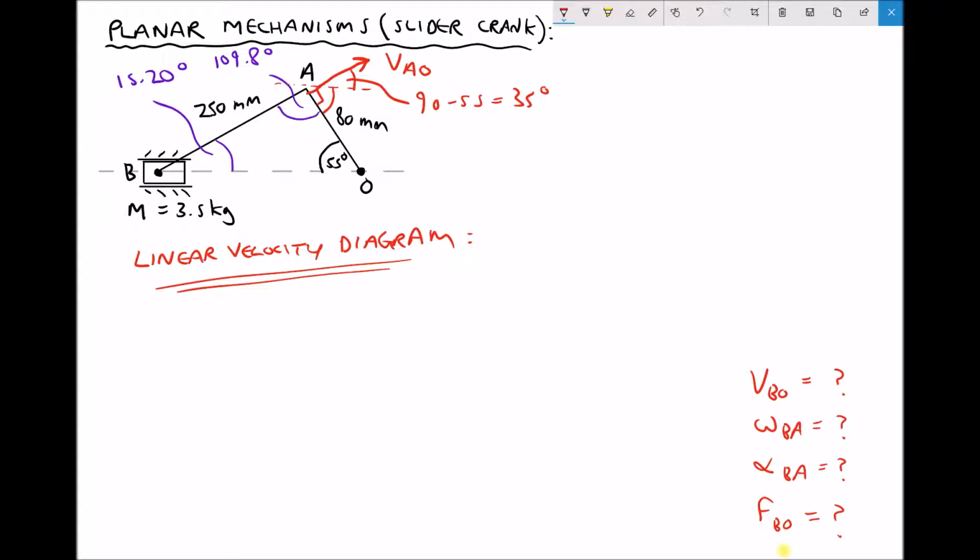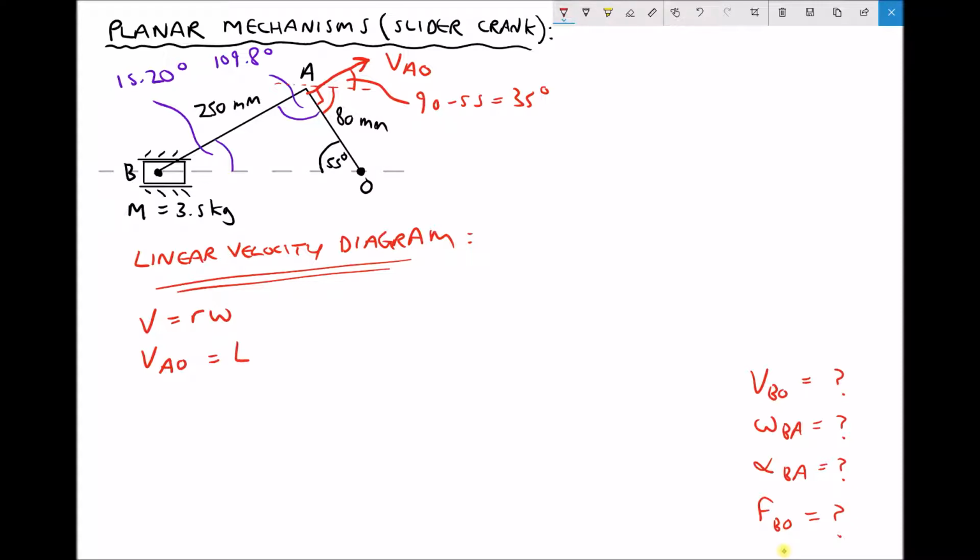We need to determine its magnitude as well, and we can use the straightforward conversion between linear and angular velocities that states that V equals R omega. We're trying to find V of A relative to O, and the radius of that motion is the length of the linkage OA. If you can imagine the linkage OA rotating, then A would draw a circle around O, and the radius of that circle would be the length of the linkage of 80 millimeters.